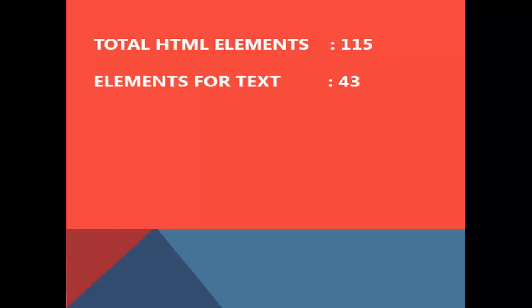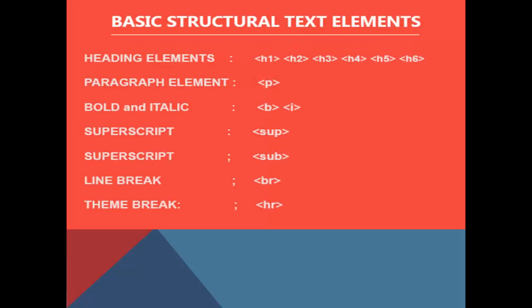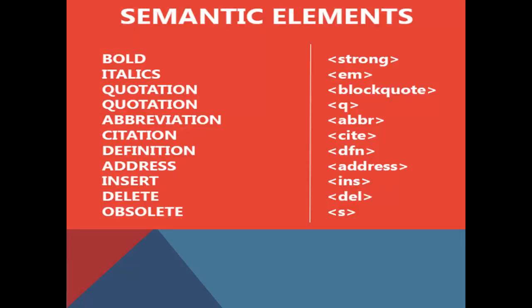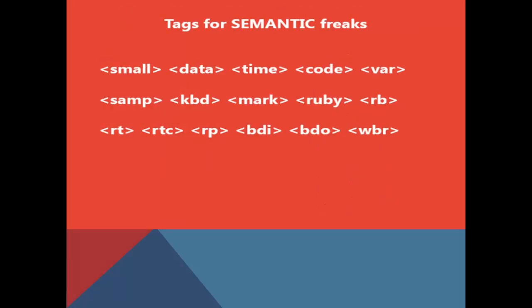HTML has around 115 elements in total, and almost 1/3 of those are just for text. The first 14 tags are mainly structural and are frequently used and almost known to everybody. The next 11 are known to a few and rarely do they use them. And you enter the danger zone when you know the next 18, because that is when you enter the world of addiction to and obsession with the semantics. Let's do the basic structural elements first, and then we'll move on to the semantic ones.